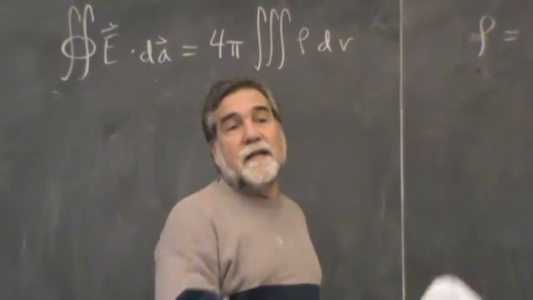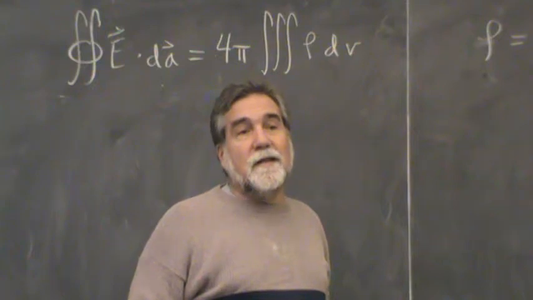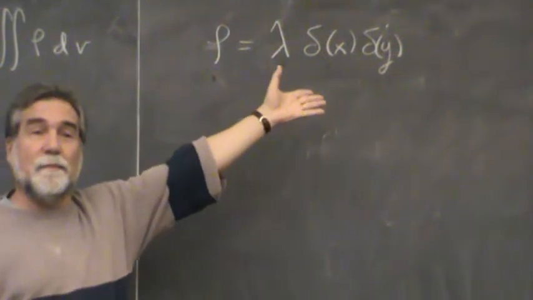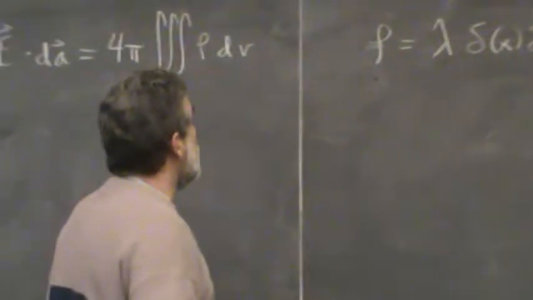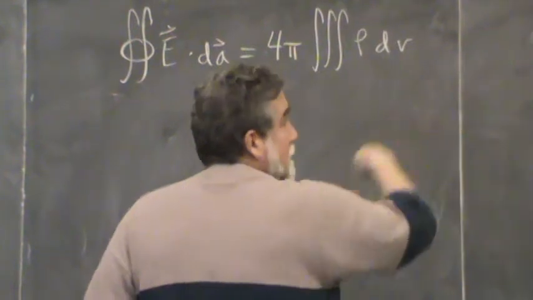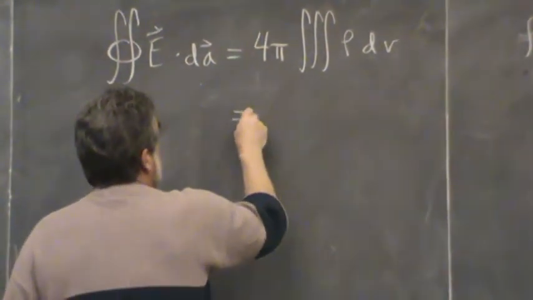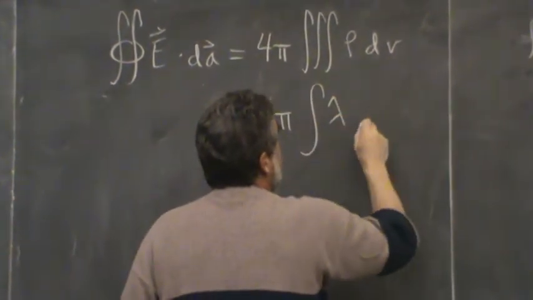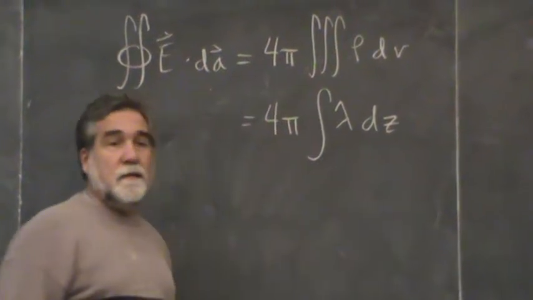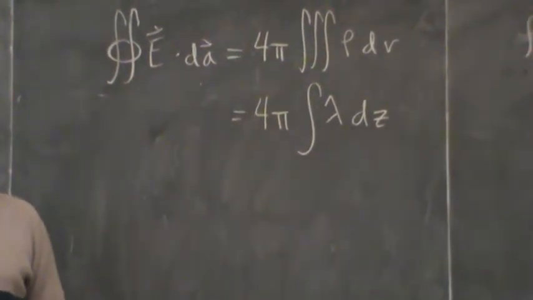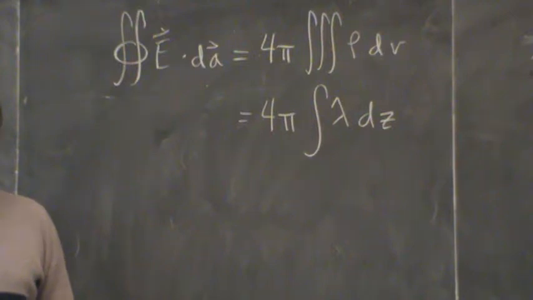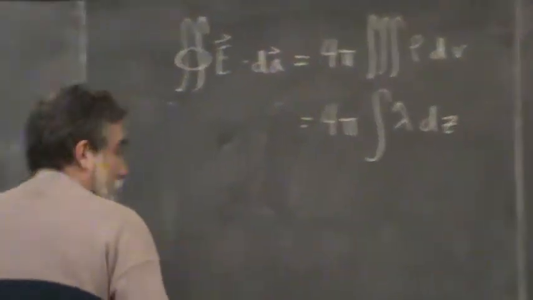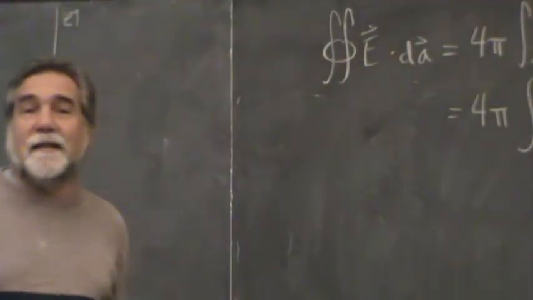Having said that, we can now get sloppy about it. And I'm just going to skip writing the x and the y integrals, for example, over here. So if I had that charge density over there, then the right-hand side of this equation would be 4 pi times the integral of lambda dz. I just did the other two integrals. Yeah, I like delta functions. They're fun. But I haven't specified any limits on here or anything of the sort.